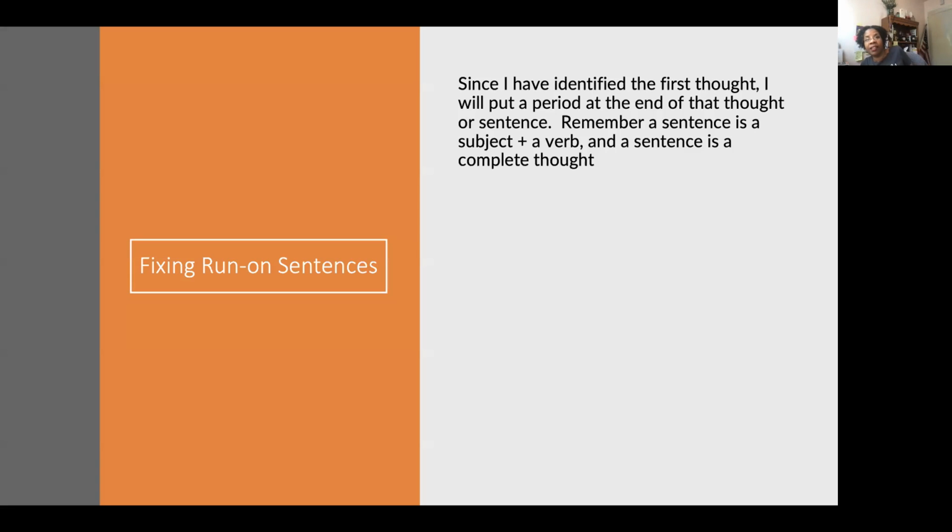So, fixing run-on sentences. Since I have identified the first thought, I will put a period at the end of that thought or sentence. But I have to remember what a sentence is. A sentence has a subject, a verb, and it is a complete thought. Something can have a subject and a verb and not be a complete thought.